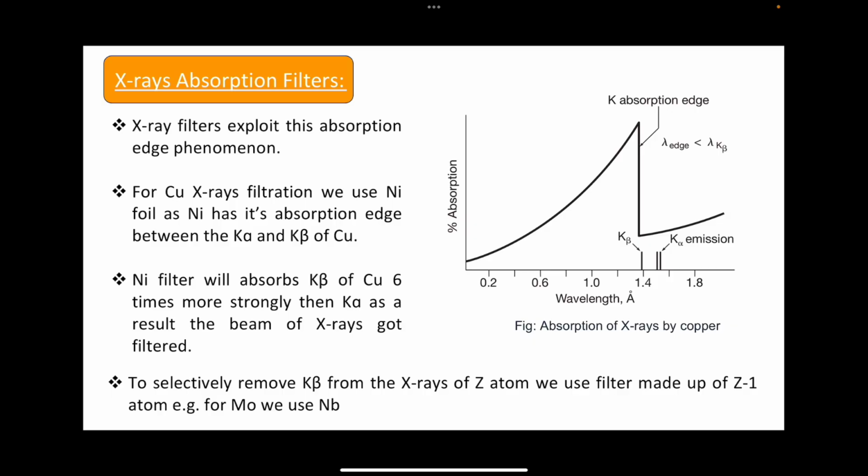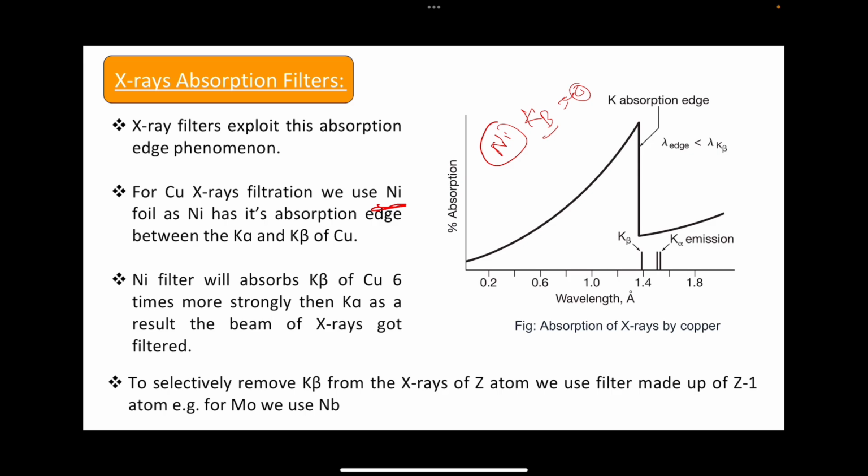So we are going to exploit this. Let's say we are using copper X-rays. For filtration we use nickel. So what does nickel have actually? Nickel's absorption edge lies between the K alpha and the K beta range of the copper. So nickel will filter out the K beta. Nickel actually absorbs K beta almost 6 times more rapidly and more readily than the K alpha, giving us the K alpha only and removing the K beta.